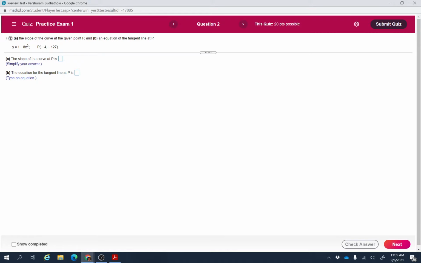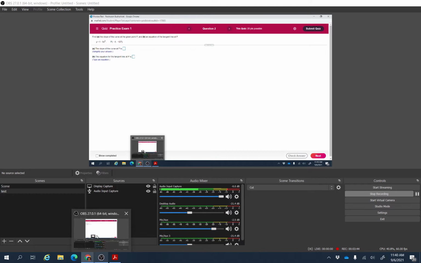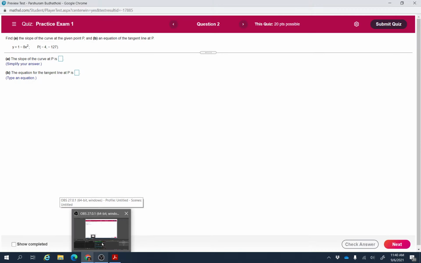So this is the next question, find the slope of the curve at given point p. We need to find the slope here at given point p, and the equation of the tangent line at p. So we need both of them. So slope means it's a rate of change.